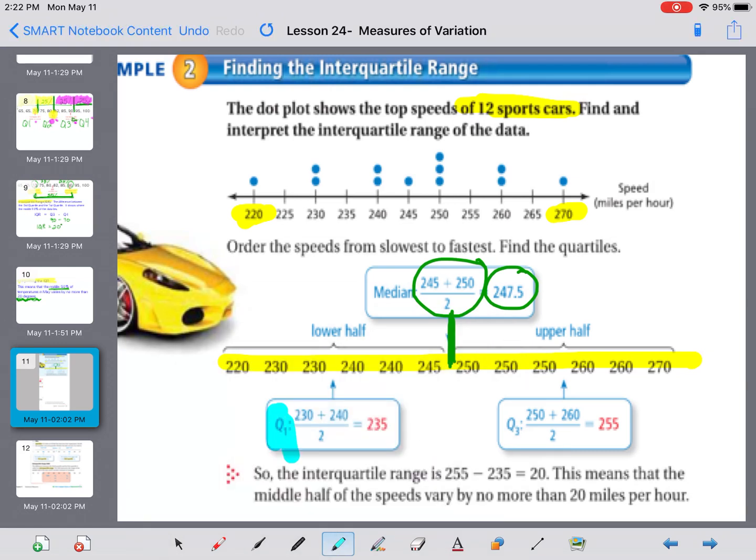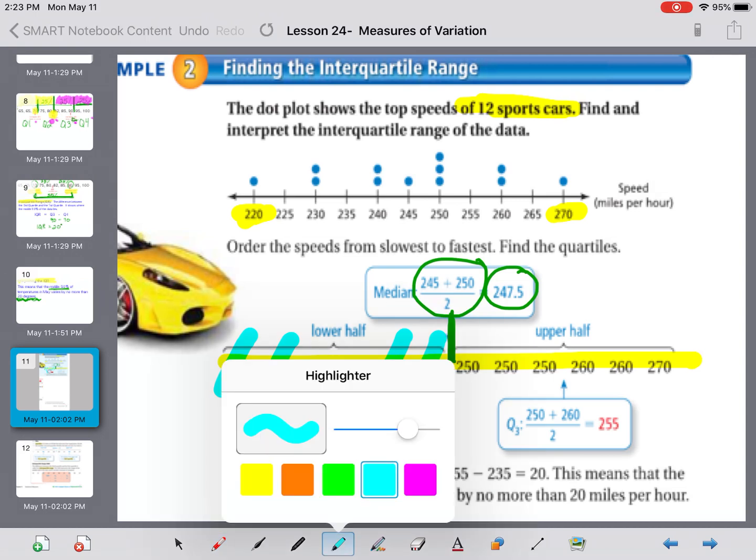Now, when you went to find your Q1, and I'm going to change this color, when you went to find quartile 1, you had to do kind of a similar thing. You started crossing off 220 miles per hour, 245, 230, 240. This time is different from the example I just did. You end up with 2 numbers in the middle. So you had to add the 2 numbers together and divide by 2 to give you a quartile 1 of 235.